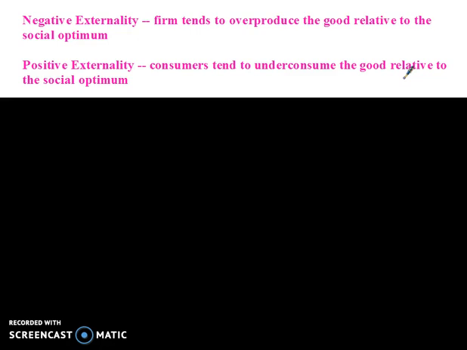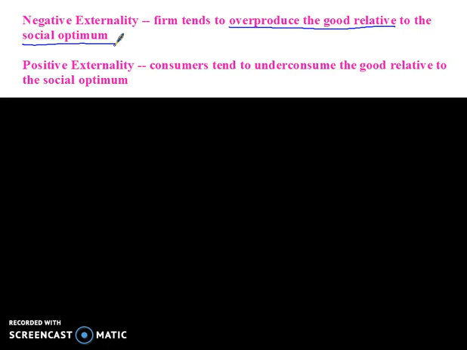On this podcast, we're going to continue to talk about positive and negative externalities and the Pigouvian solution to them. So first of all, let's just summarize the negative externality. When there's a negative externality, firms will tend to overproduce the good relative to the social optimum. They will tend to produce too much of the good relative to the social optimum.